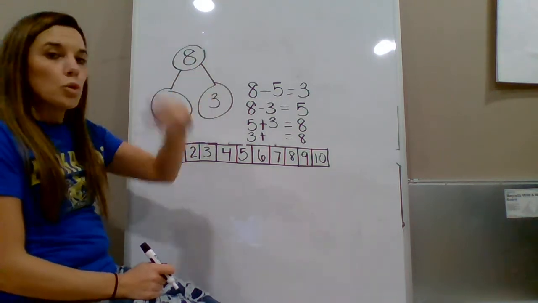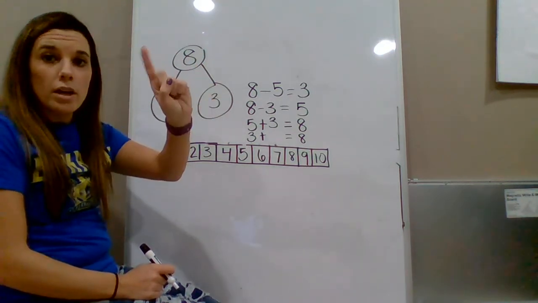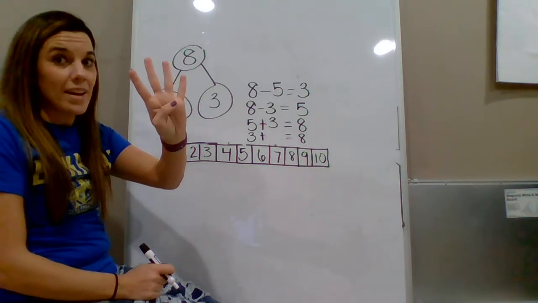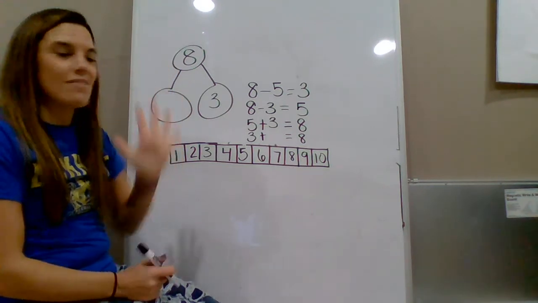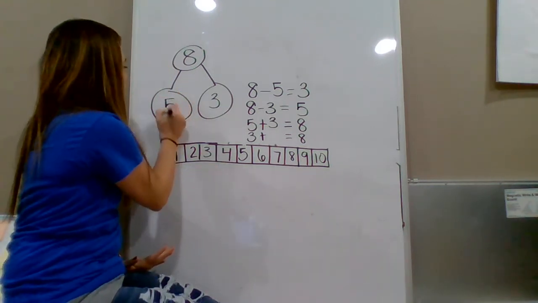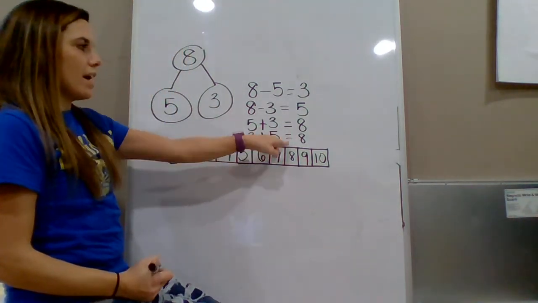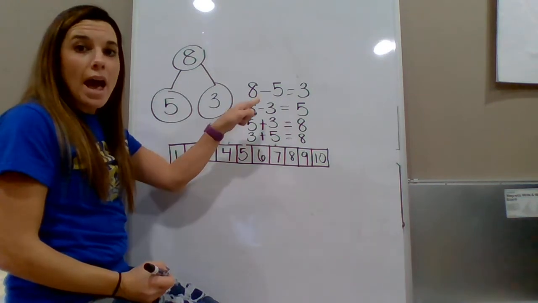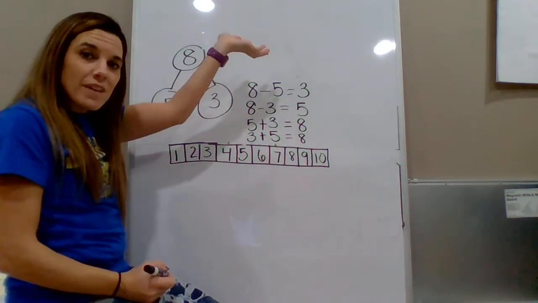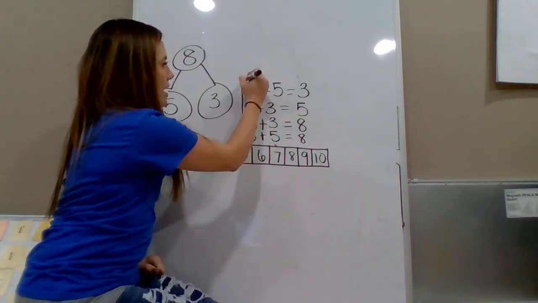Put 3 in our head. 3, 4, 5, 6, 7, 8. 5. I hope you guys said 5. And that is our answer. 3 plus 5 equals 8. We now have a little fact family. This is called a fact family.